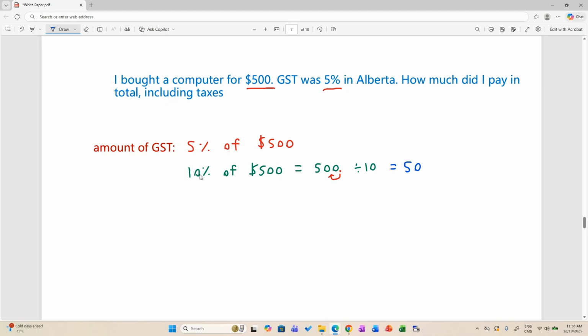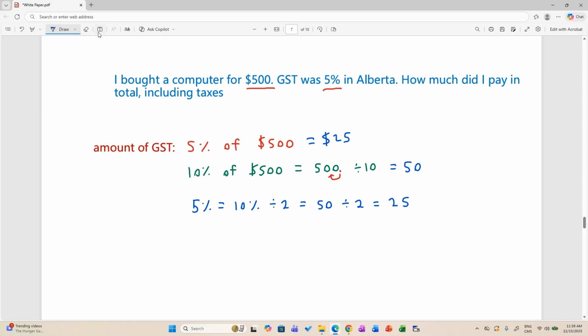Now, if 10% of 500 is $50, 5% would just be half of that because technically speaking, 5% equals 10% divided by 2. So if 10% was 50, 50 divided by 2 is 25, right? So that is simply just $25. So I say 5% of $500 is simply $25.